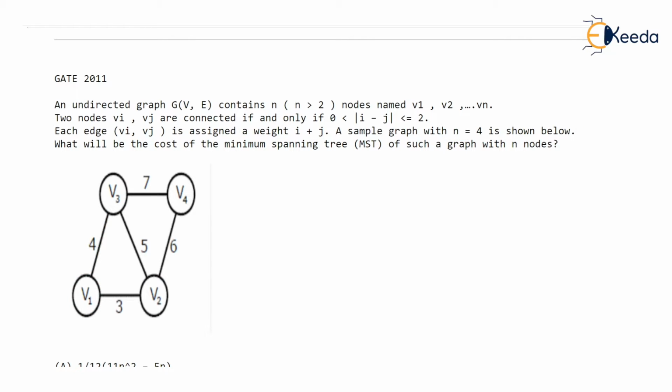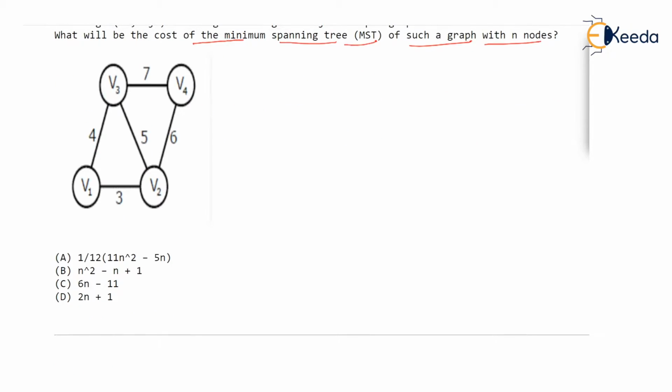Then the question asked is: what will be the cost of the minimum spanning tree, MST, of such a graph with n nodes? And they have given us a few options. That means we can easily find, no doubt, the minimum cost spanning tree of this graph just orally in a few seconds. You know that in the minimum cost spanning tree, the minimum edge has to be taken. So this edge which has minimum weight will be taken. Next minimum is this 4, which will be taken by us in this minimum cost spanning tree.